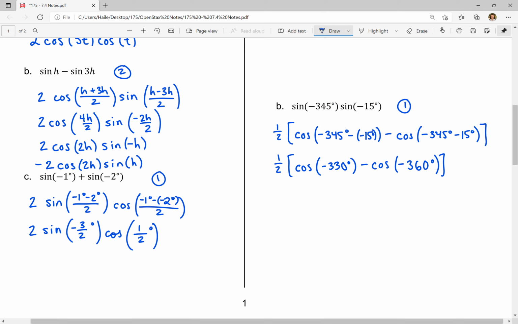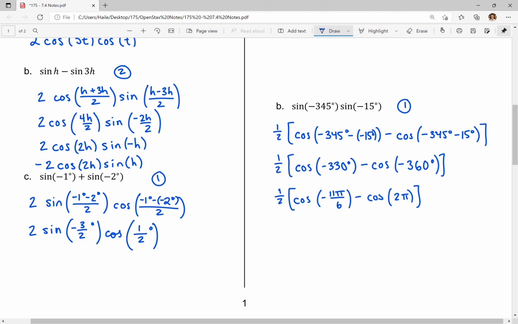Okay, so now we have our angles in degrees, and you might recognize that those are actually angles on the unit circle. Just to get some practice, I'm going to convert these to radians because that's how I think better. But if you think okay in degrees, that's fine. So negative 330 is the same as negative 11 pi over 6, and negative 360 is the same as 2 pi.